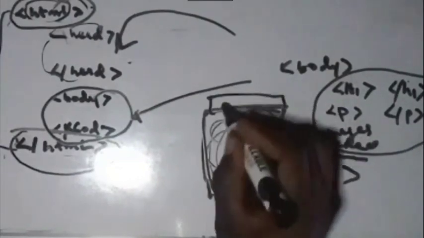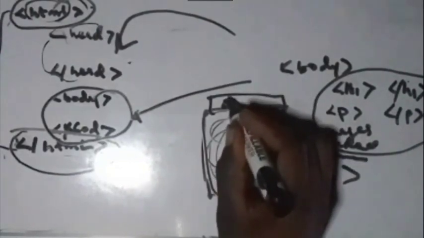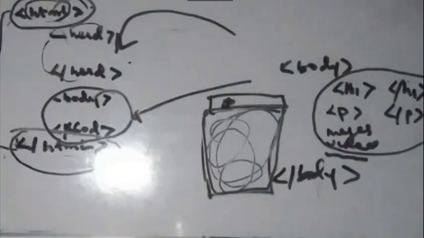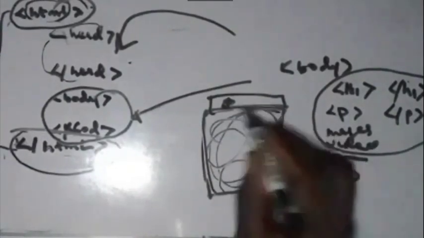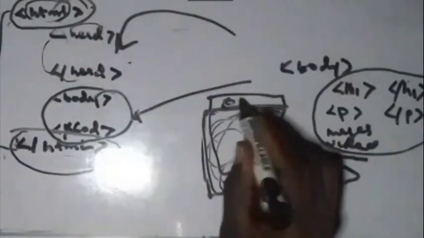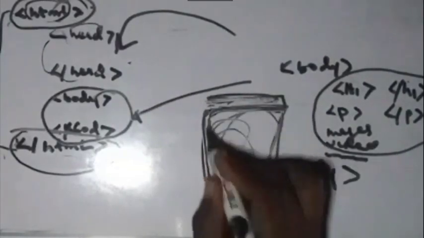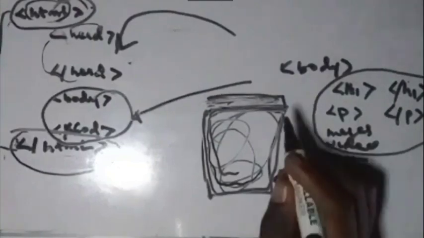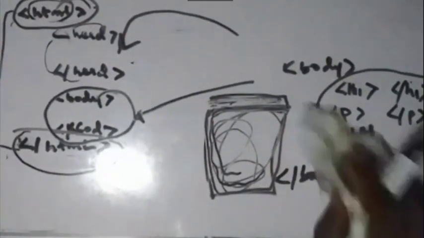So you can see the title on the top of, for example, this browser. The title doesn't appear here. The title, which is the head, appears, let me say, at the top like this of a page. But the body of a page is this. Okay, that is all we have for the body.